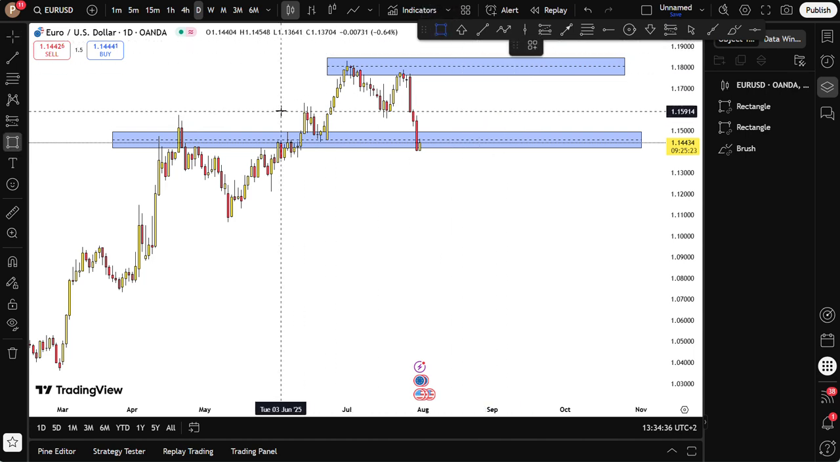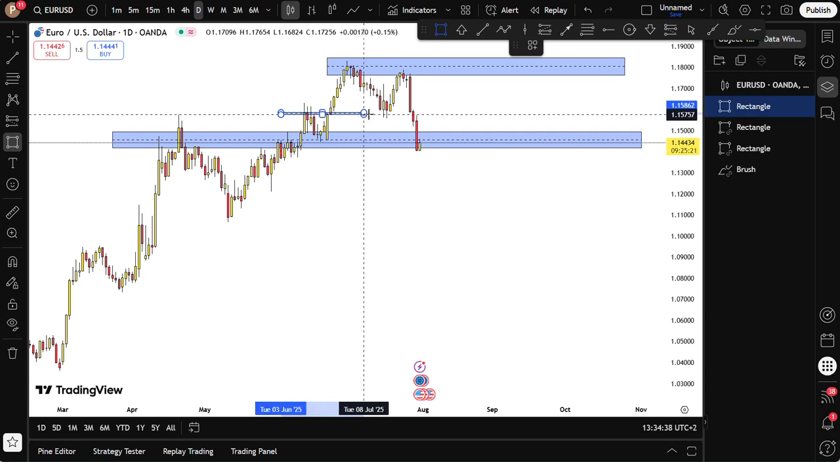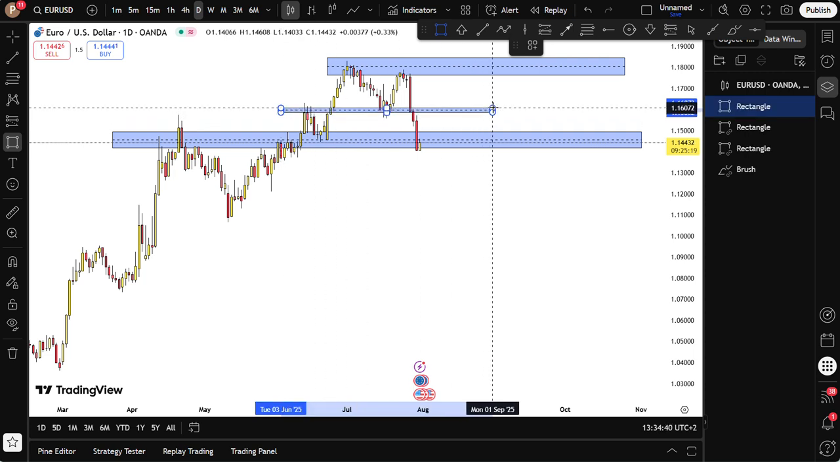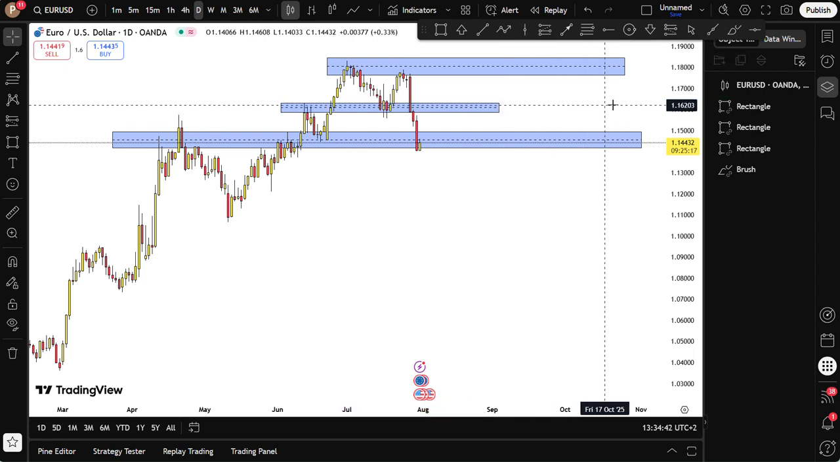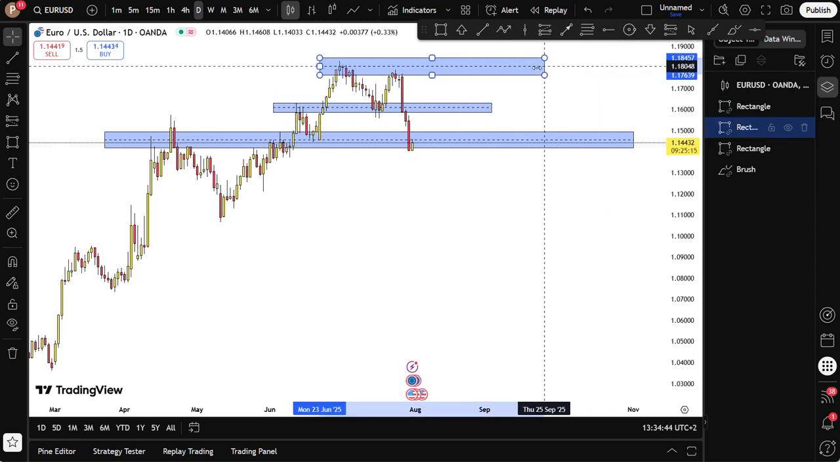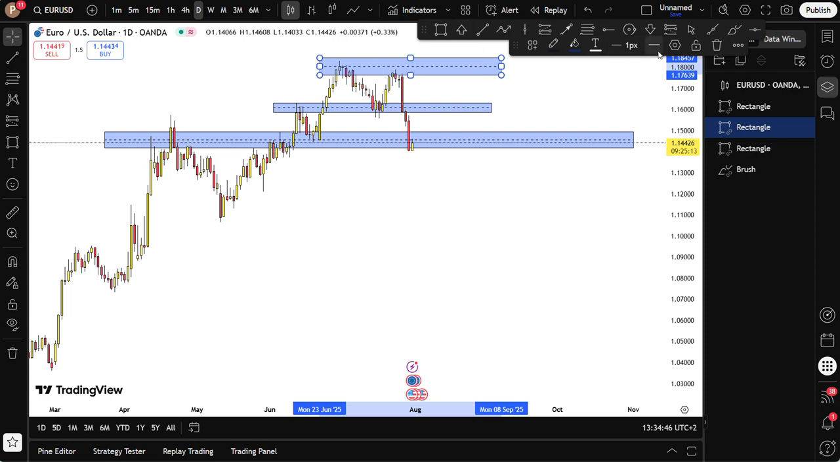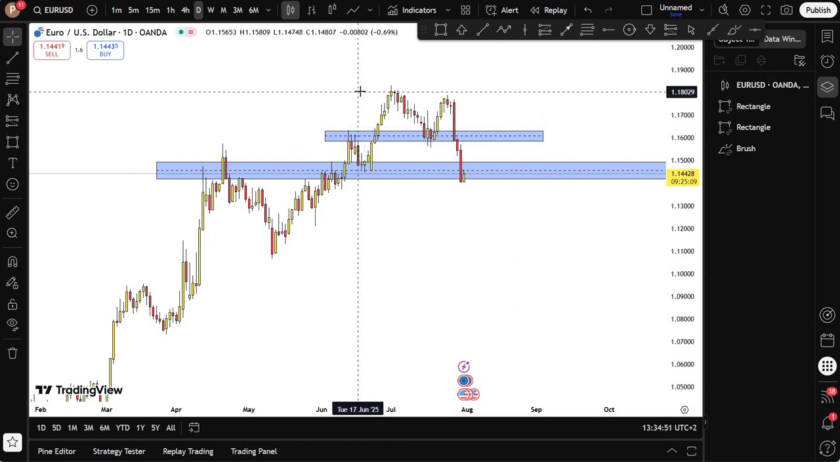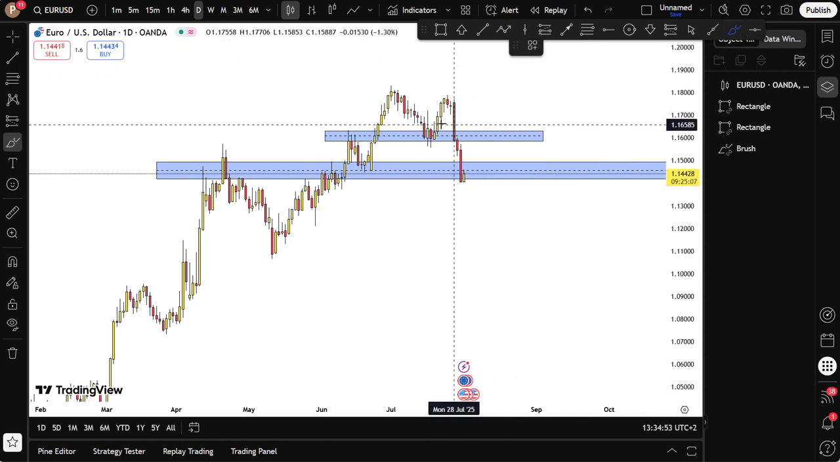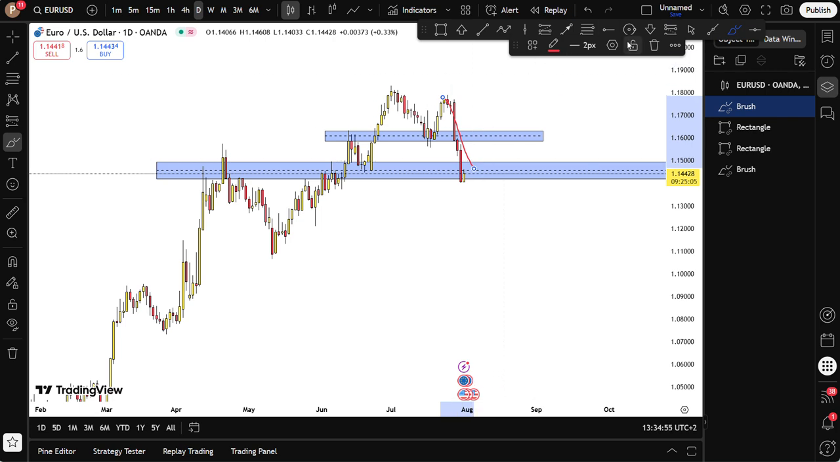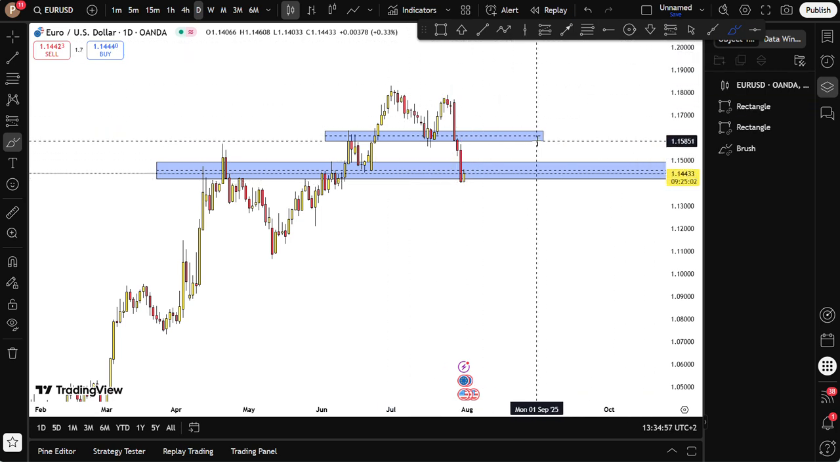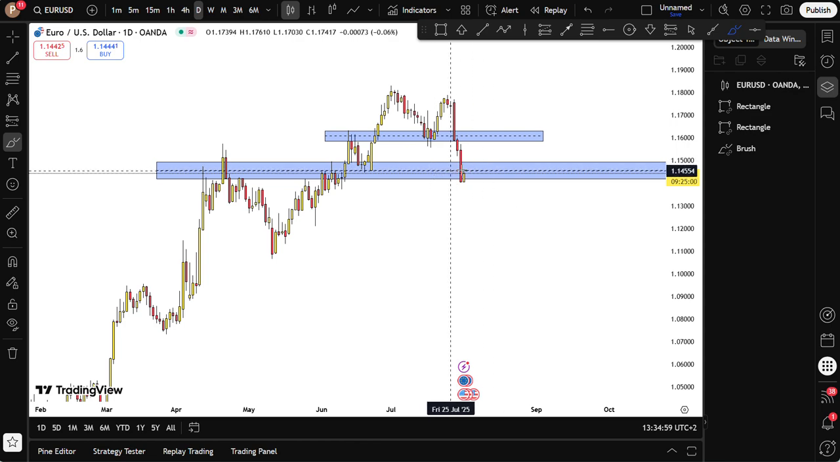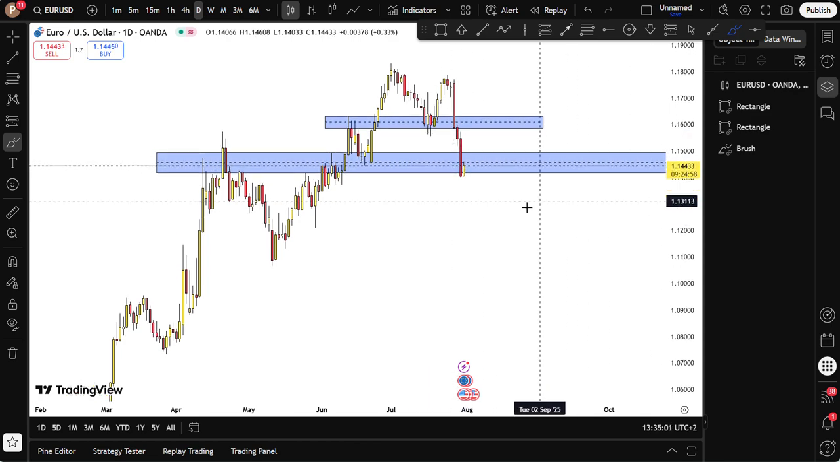I identify here another structure level that was important, right? Since I know that this is resistance, I can remove this zone because it gave me what I wanted. It gave me a rejection to the downside. So we are no longer up there, right? Cool. So now we're currently at this level of support.